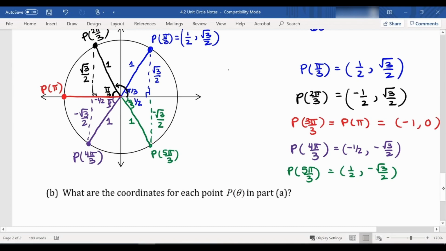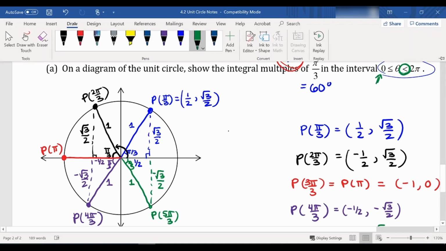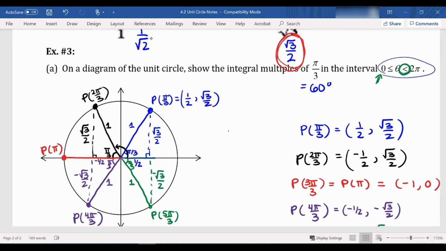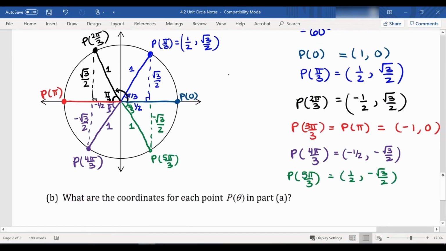And we could go one more. Oh, no, we're not going to go one more, because one more would be 6 pi over 3, which is 2 pi, but my domain says I am not including 2 pi. So I'm going to actually stop there. It did tell me, however, to include 0. So I should have, along my positive x-axis here, P of 0. Now on my positive x-axis, remember that my x-coordinate will be 1, my y-coordinate 0, because I'm on the unit circle.